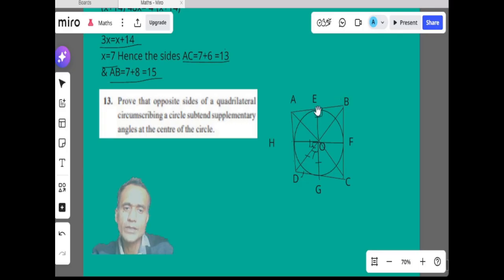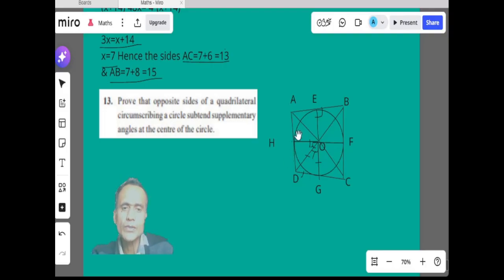So this is a quadrilateral, this is a circle, and side AB makes an angle of AOB at the center, and side CD makes an angle of COD at the center. The question says that the sum of these angles subtended by the opposite sides at the center of the circle is supplementary. So AOB plus COD is 180 degrees. Similarly, for sides BC and AD, BOC plus AOD should be 180 degrees.